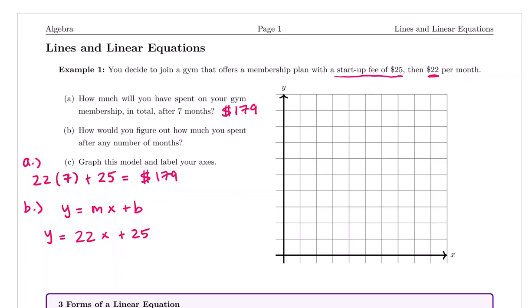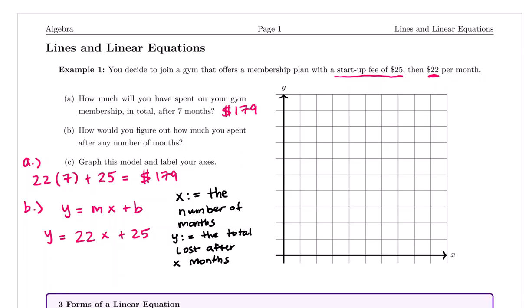And if we define our variables, x represents the number of months, and y represents the total cost after x months of your gym membership. So this is the final answer for part B. That is the equation or model we could use to figure out how much you spent in total after any number of months. Part C says graph this model on the provided grid and label your axes.